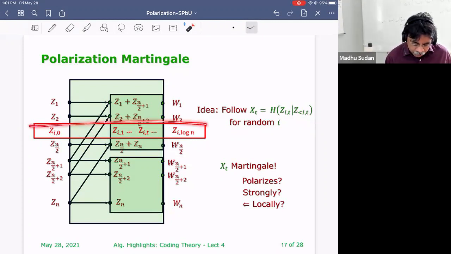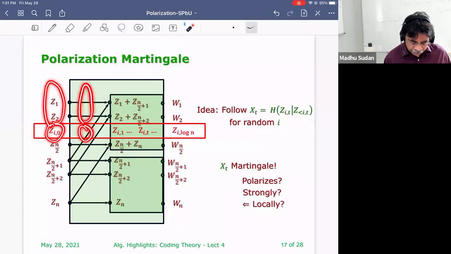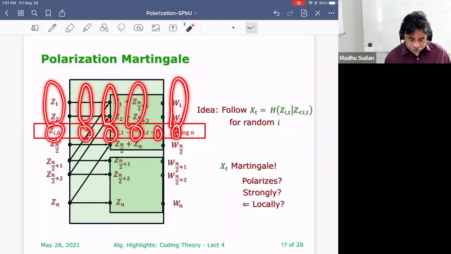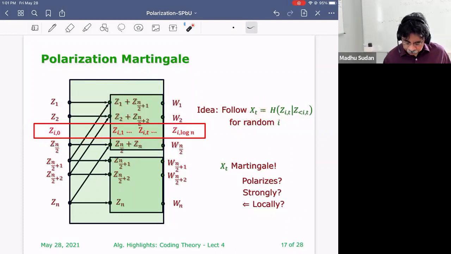We are going to pick one random row and ask the question, what's the entropy of any one of these bits conditioned on the things above? I'm going to look at the entropy of this row conditioned on the things above. So I will be looking at x0, x1, x2, and so on up to x sub t. And the claim is that this sequence is a martingale.